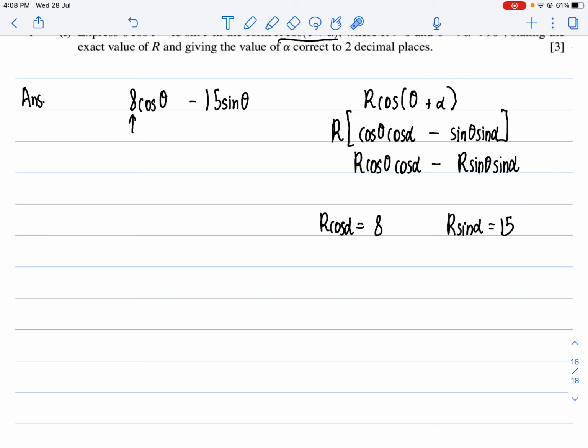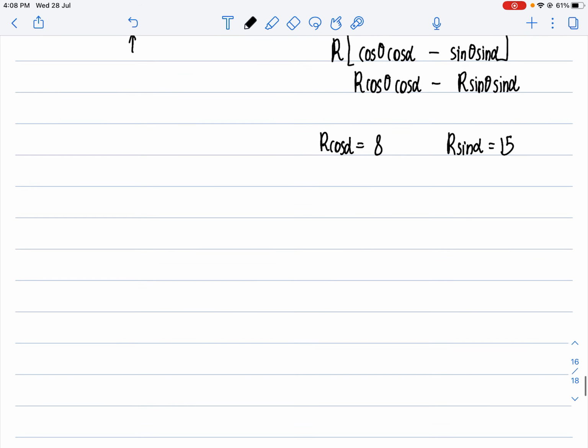I told you mostly the signs are the same. So I equate to 15, not minus 15, because the signs are the same, correct? So now I can simply write this as cos alpha equal to 8 over r, and sin alpha equal to 15 over r, correct? This is what I simply get.